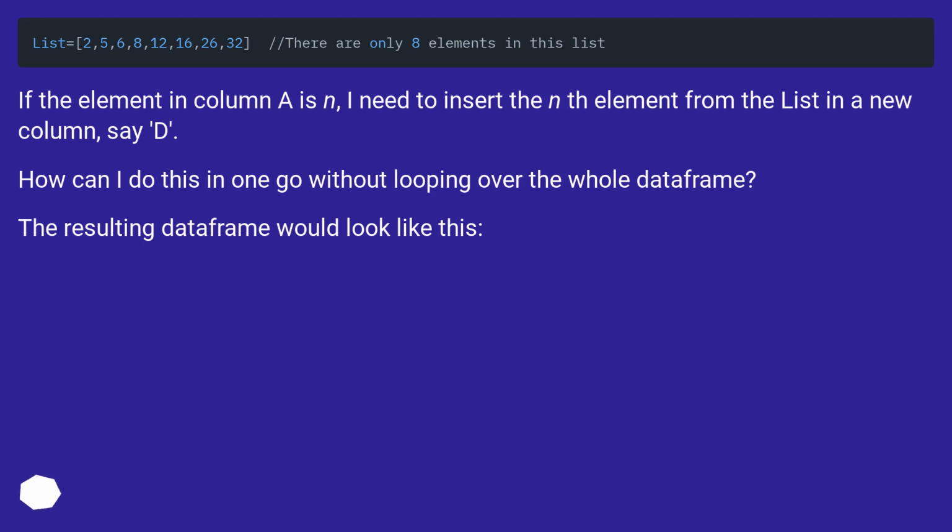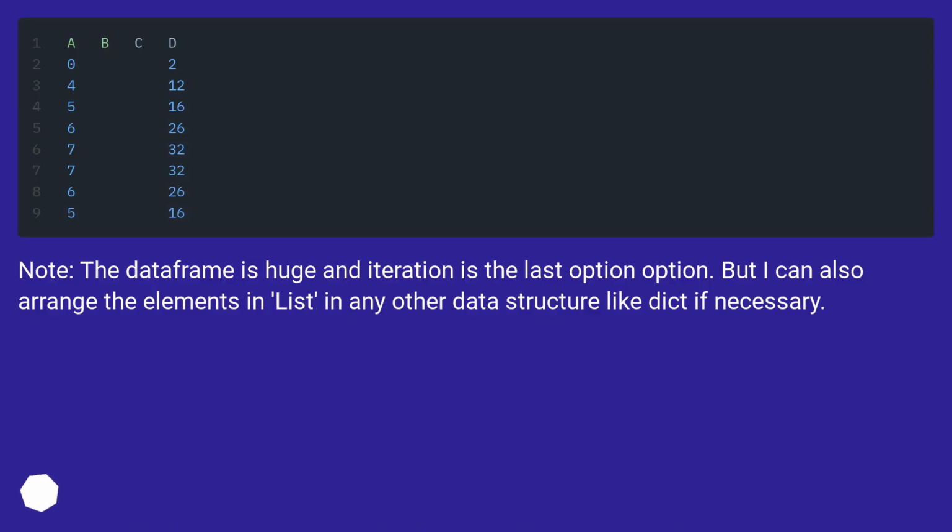If the element in column A is n, I need to insert the nth element from the list in a new column, set. How can I do this in one go without looping over the whole data frame? The resulting data frame would look like this. Note, the data frame is huge and iteration is the last option. But I can also arrange the elements in the list in any other data structure like dict if necessary.